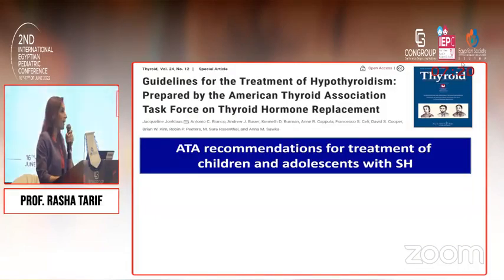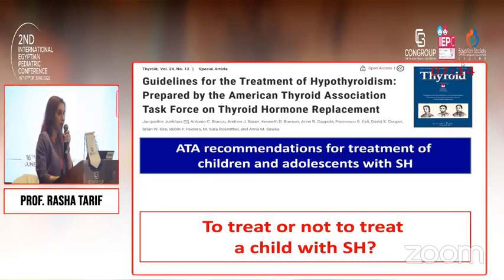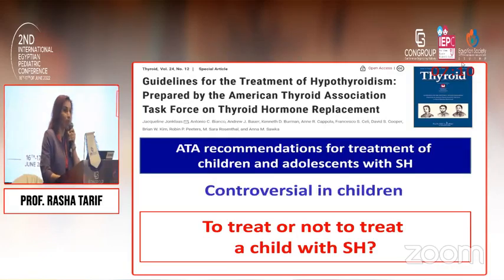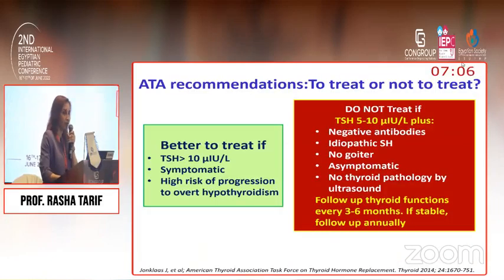What about the American Thyroid Association recommendation for treating children with subclinical hypo? Again, the same difficult question, to treat or not to treat, and the same answer. It's controversial in children. But the ATA recommendation put clear guidelines. It's better to treat if the TSH is above 10, symptomatic, like short stature or any symptoms, or if there is high risk of progression, like the boxes that I showed you.